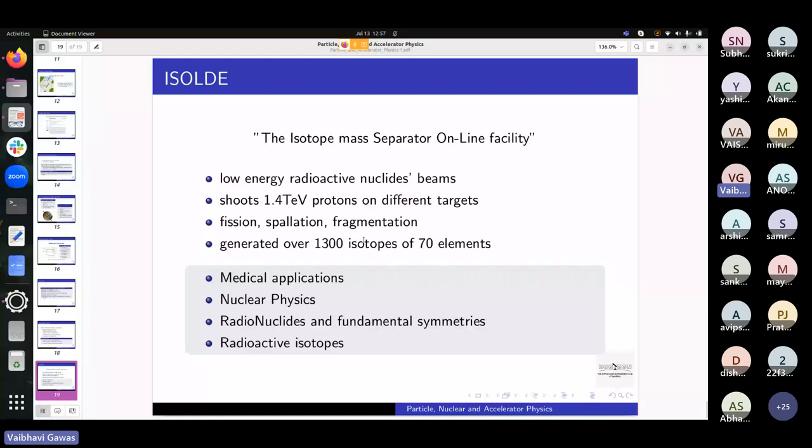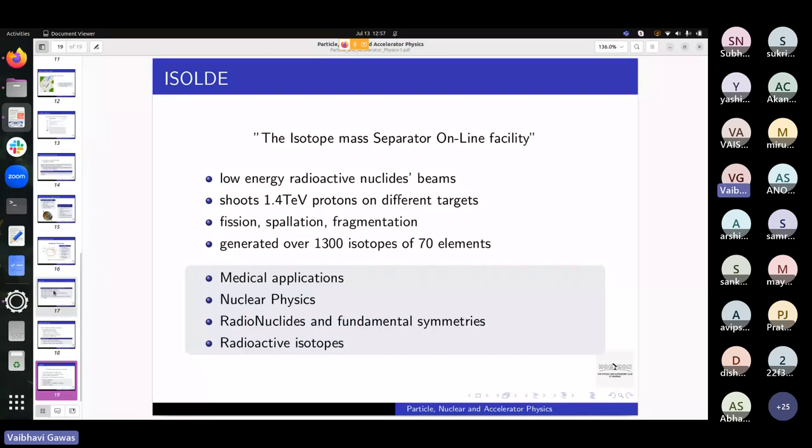reactors or energy generation. As of now, ISOLDE has studied about 1,300 isotopes of 70 elements, and the applications are in various medical applications, nuclear physics, radionuclides, and studies related to the Standard Model itself, and finally in the study of nuclear radioactive isotopes.